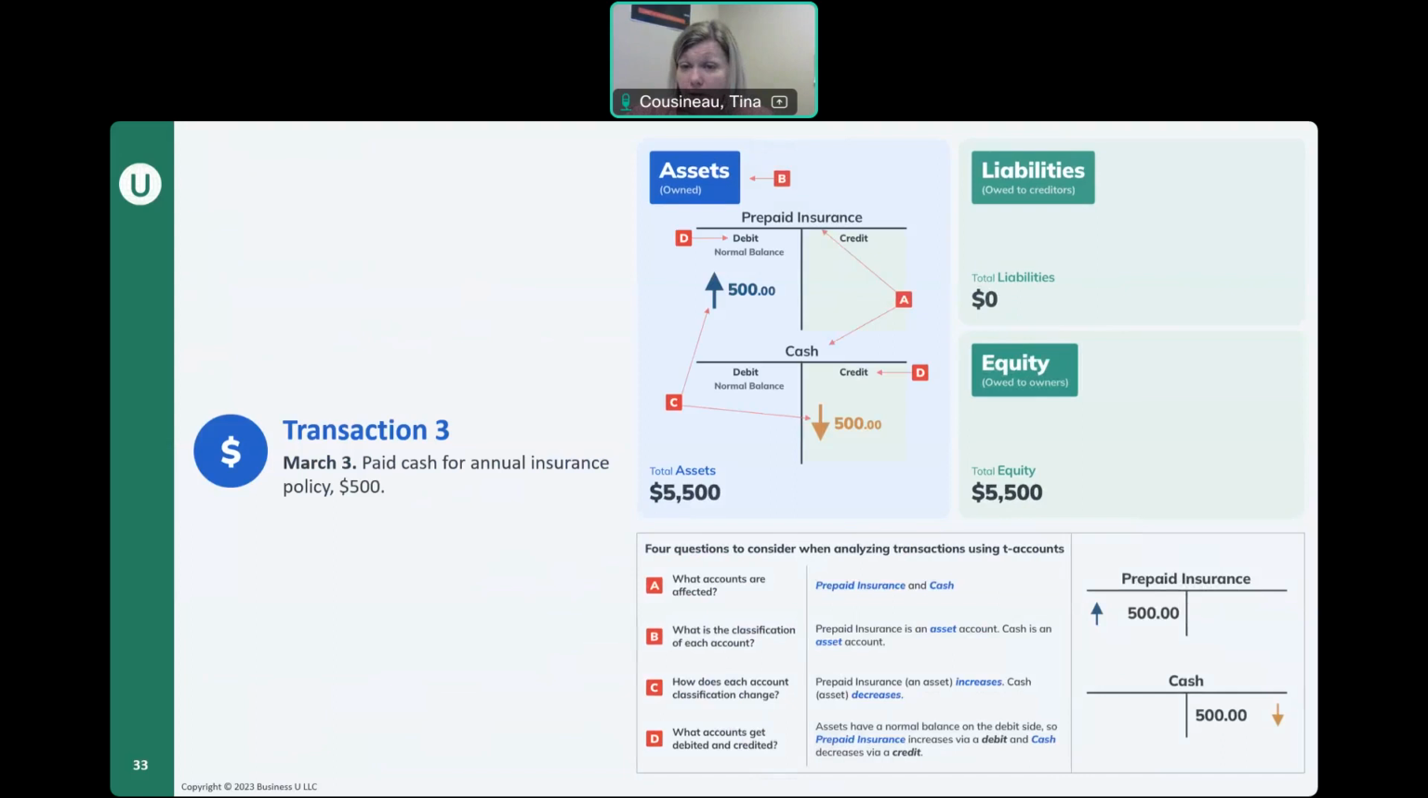They're both asset accounts again. So our prepaid insurance is a debit because our balance goes up. Our cash is a credit because our cash goes down. And you'll see that our accounting equation is still in balance because overall there's really no impact or change in the balance of total assets, liabilities, or equity. So up prepaid insurance, down cash, everything's still in balance and the world is good.